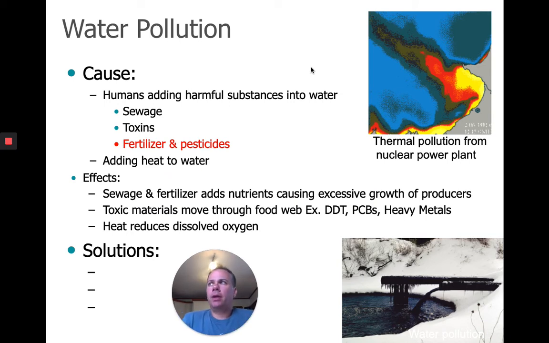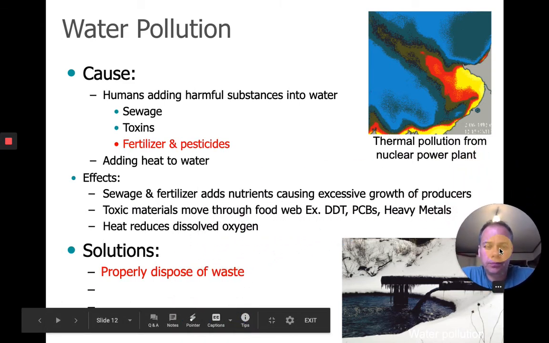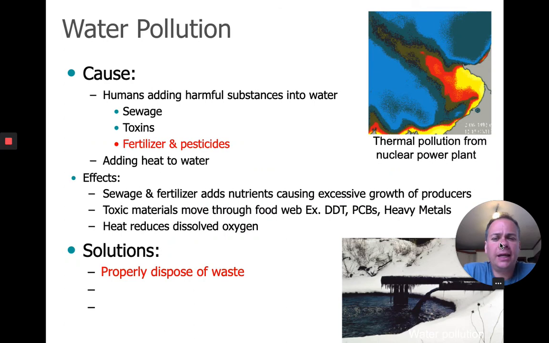Water pollution. So pollution is the adding of any harmful substance to an ecosystem. And so when humans add a harmful substance to the water, we call that water pollution. It could include things like sewage from our septic systems, or pollutants like toxins, fertilizers, pesticides. When we use these products on the land, as we learned when we looked at the water cycle, they eventually make their way into our water, and that can have negative effects.